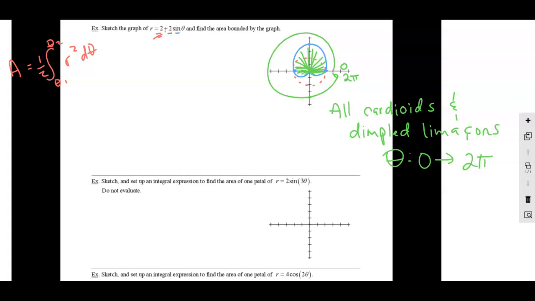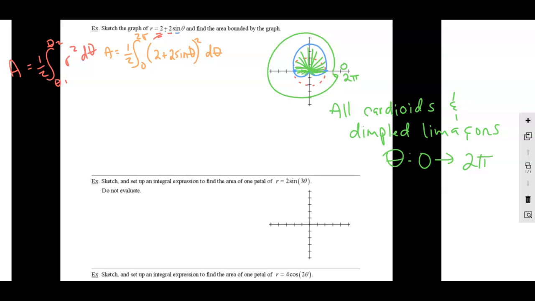There we go. Now let's go for it. Let's set it up. Let's use orange. To find this area, we're going to have 1/2, integral from 0 to 2 pi. And then we're going to take r. r is given to us, so it's 2 plus 2 sine theta, squared, d theta. Okay, there we go.